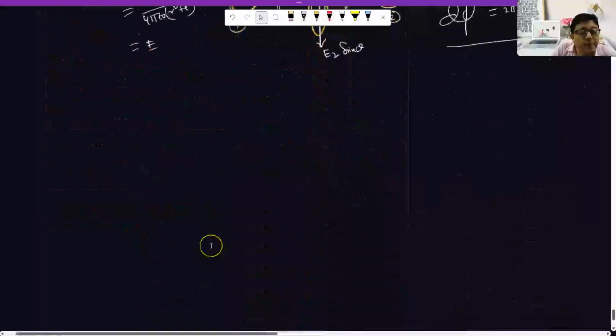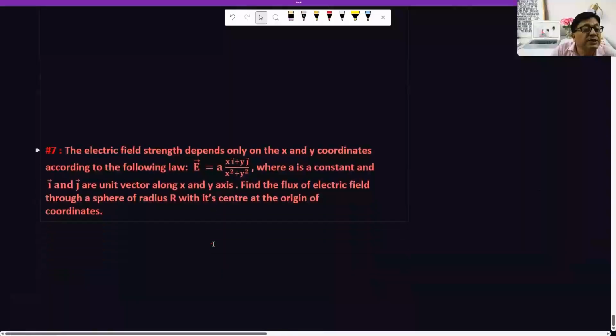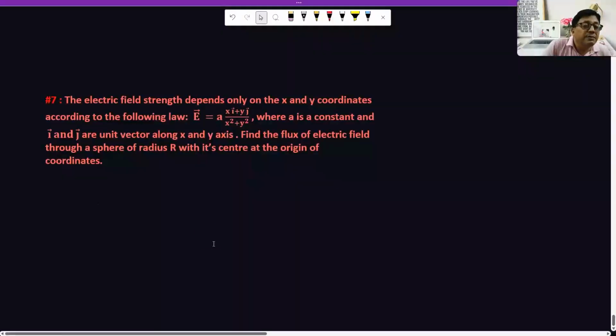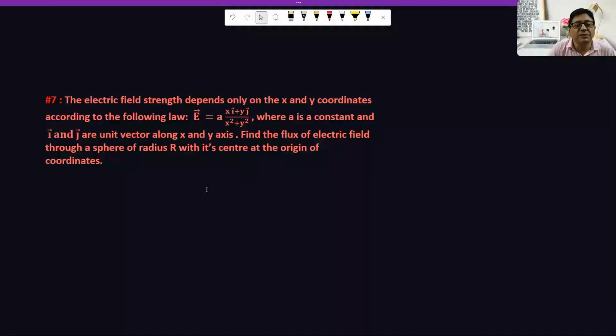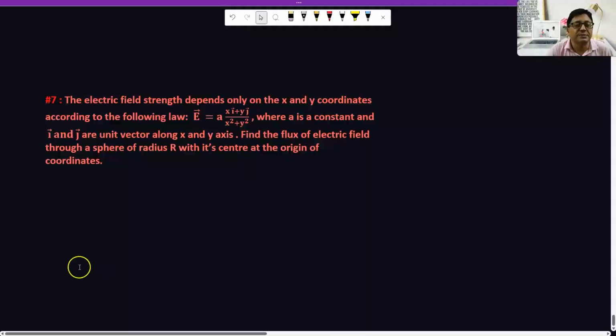Okay. Now this is another very interesting problem. Electric field strength depends only on the x and y coordinates according to this law, where A is a constant, i and j are unit vectors along the x and y axes. Find the flux of the electric field through a sphere of radius r with its center at the origin of coordinates. Okay.